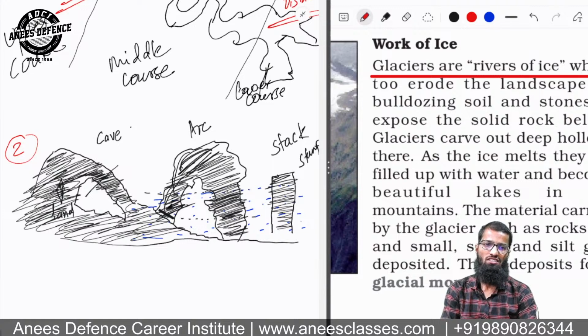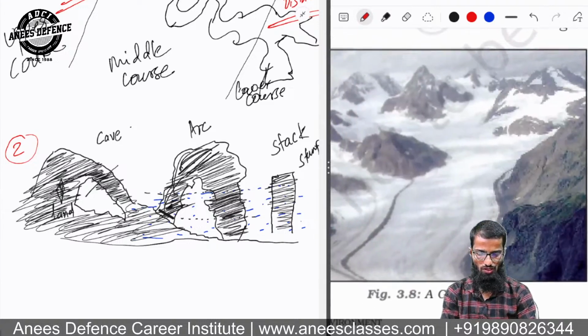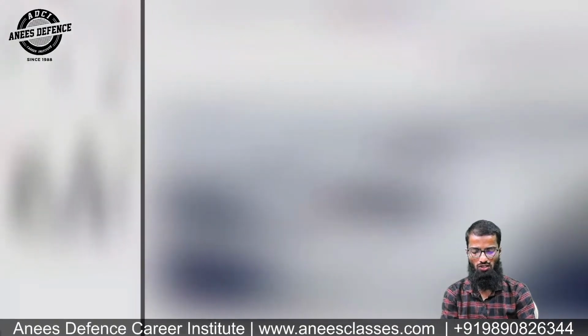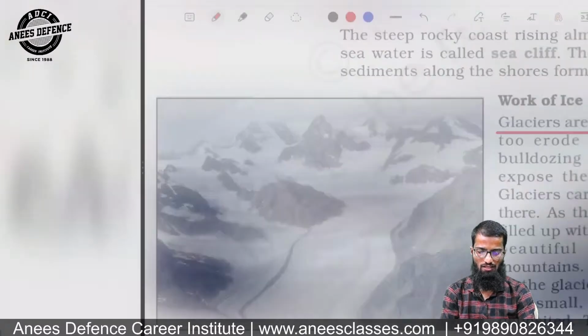The glaciers are rivers of ice which erode the landscape by bulldozing the soil and stones to expose the rock below it. Glaciers actually carve out the deep hollows there. I will draw a diagram for you. Now you can see this actual diagram here on your screen.